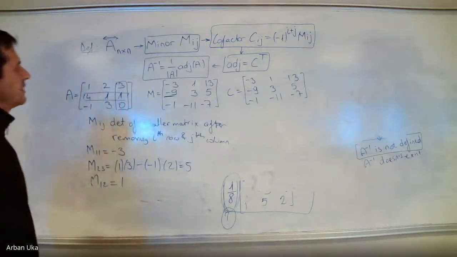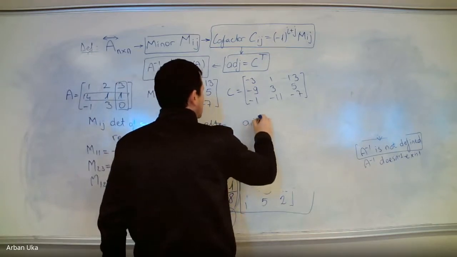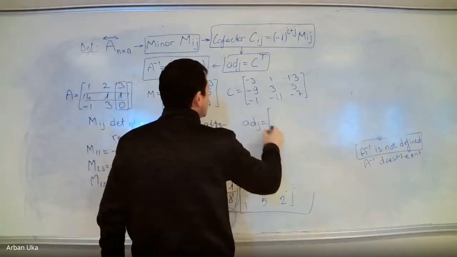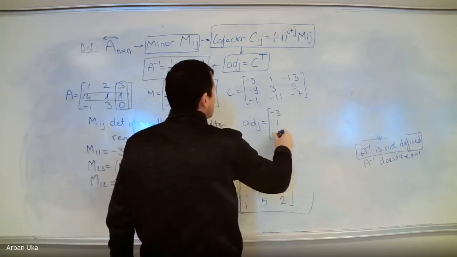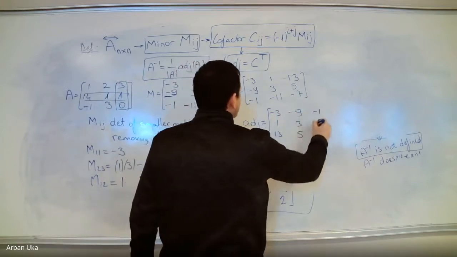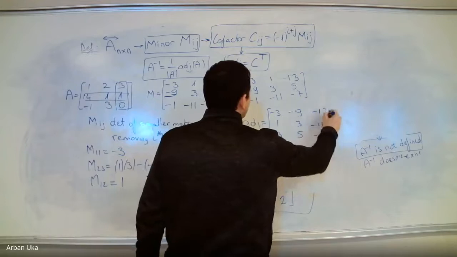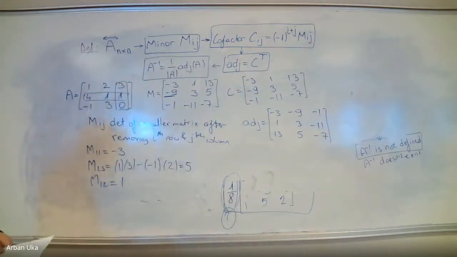Then after the cofactor, we calculate the adjoint, okay, which is going to be equal to the transpose of these numbers. So the first row becomes a column: minus 3, 1, 13, minus 9, 3, 5, minus 1, minus 11, minus 7. And then from this adjoint, we have to divide by the determinant of the matrix.